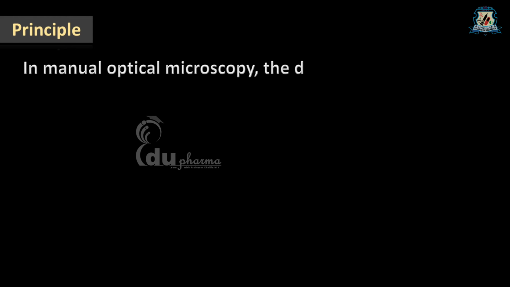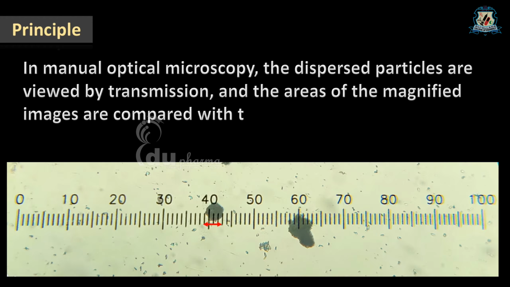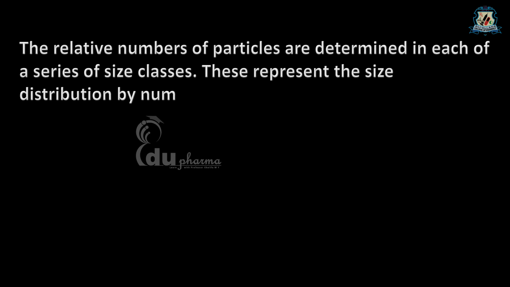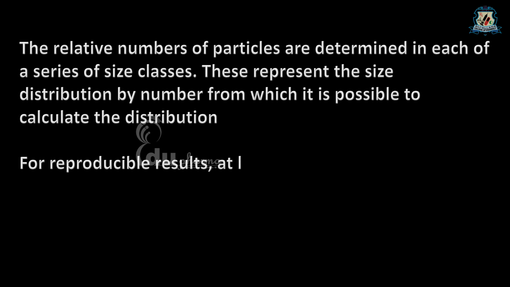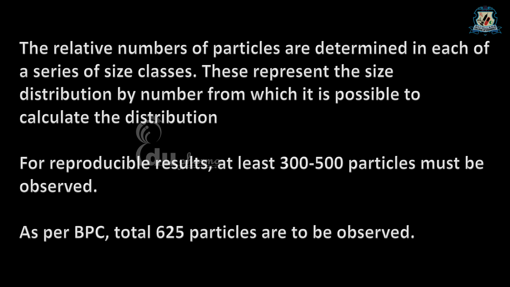Let's understand the principle of optical microscopy. In manual optical microscopy, the dispersed particles are viewed by transmission, and the areas of magnified images are compared with the areas of known sizes inscribed on a graticule. The relative number of particles is determined in each of a series of size classes. This represents the size distribution by number, from which it is possible to calculate the distribution. For reproducible results, at least 300 to 500 particles must be observed. But if we talk about British Pharmaceutical Codex criteria, a total of 625 particles are to be observed.